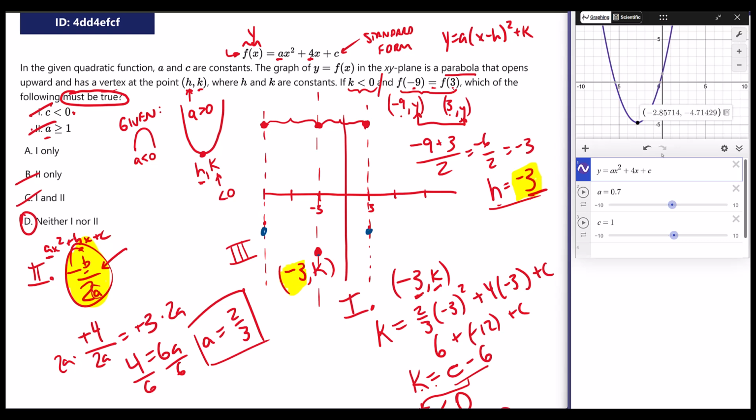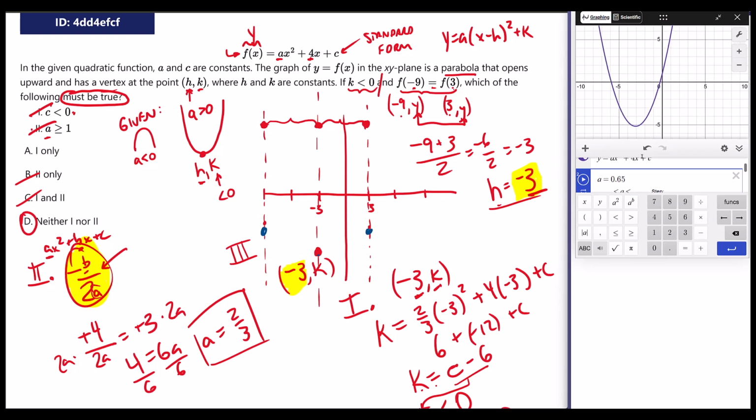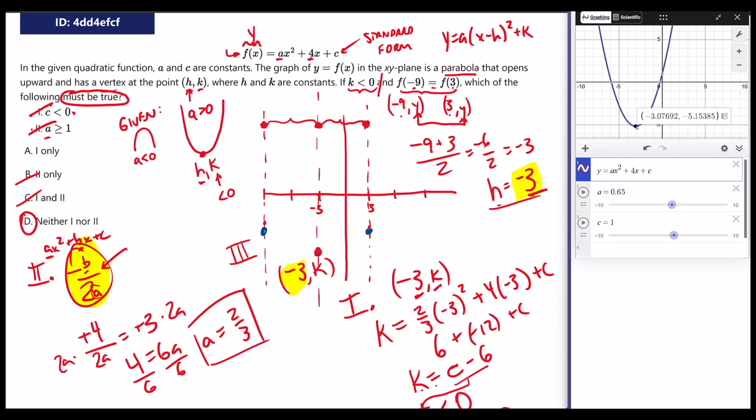Right there, it's at negative 2.85. That's when a is 0.7. If I move to 0.6, I actually go a little to the left of negative 3. So maybe I'll just make a 0.65. And boom, I get a vertex that is darn close to negative 3. So I'm going to keep a at 0.65.